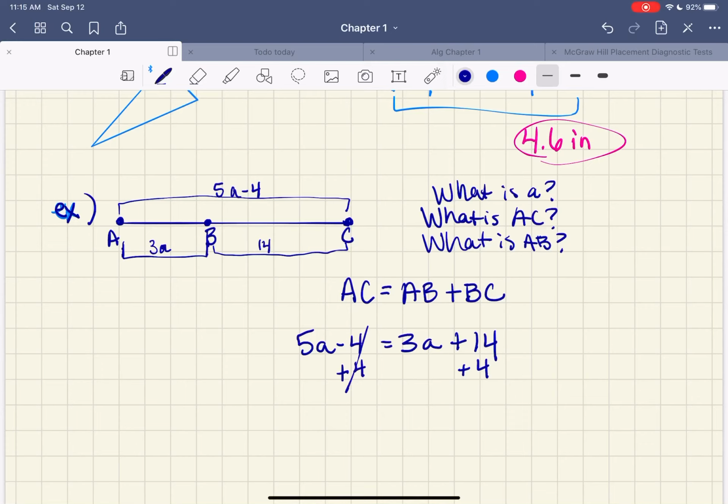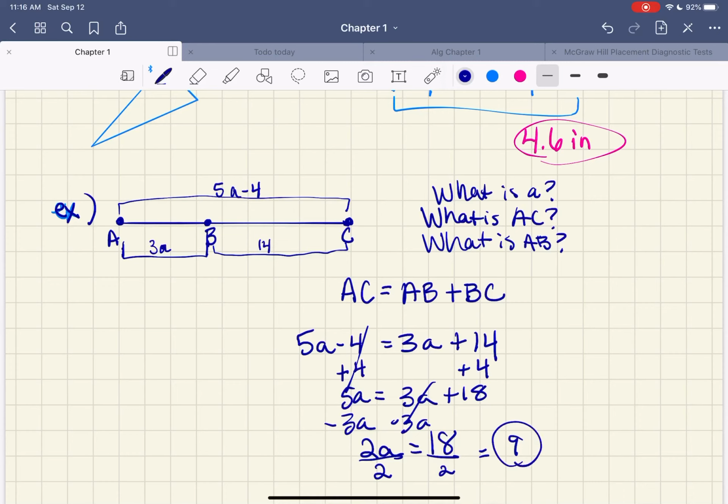When you see something like this, you're going to have 5a equals 3a plus 18, and then you subtract 3a from both sides so that you've got everything together. 2a equals 18, divide by 2, and I get a equals 9. So the answer, if I was asked what a was, is 9.